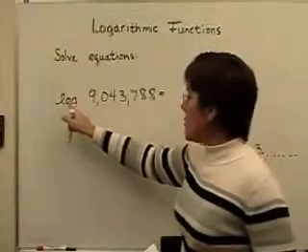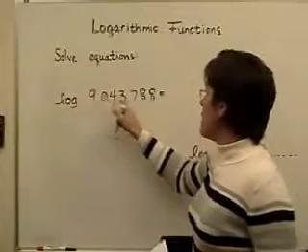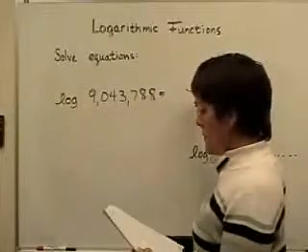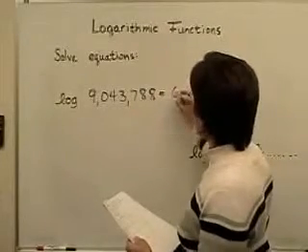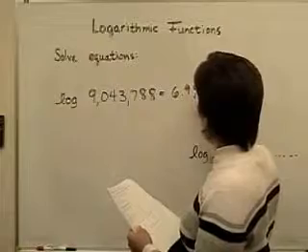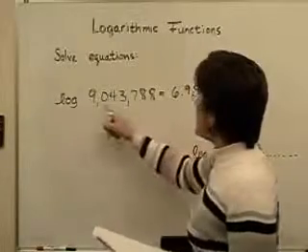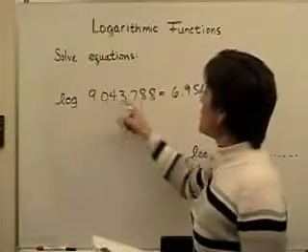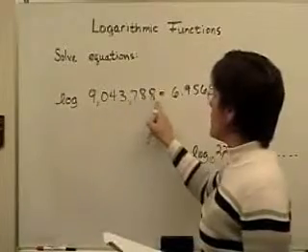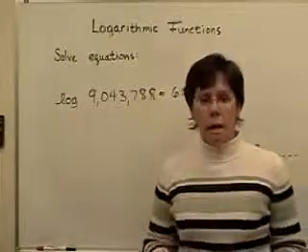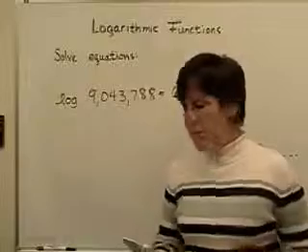So if you type into your calculator log 9,043,788 and hit enter, you should get an answer of 6.9564, and that's because I expect this to be between 6 and 7 because of the number of places here. So that's how I'm sure that I got that answer.